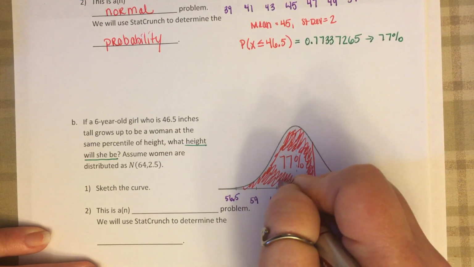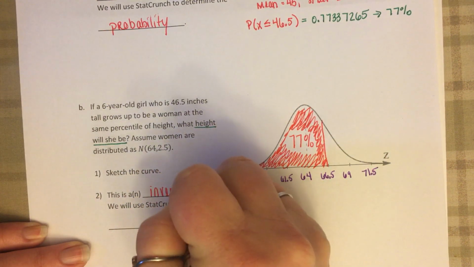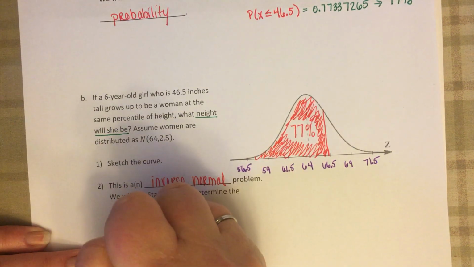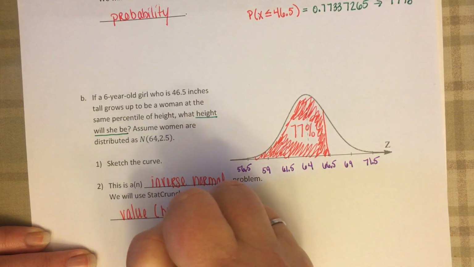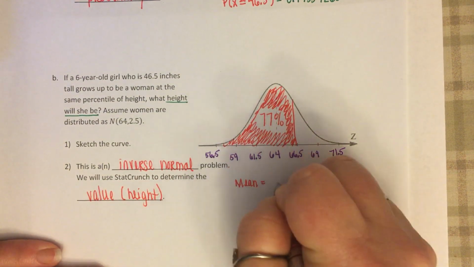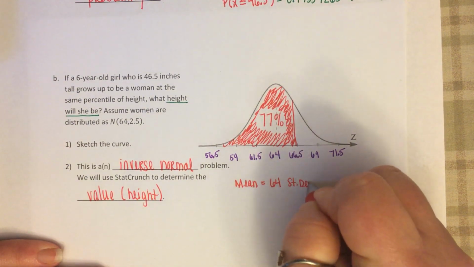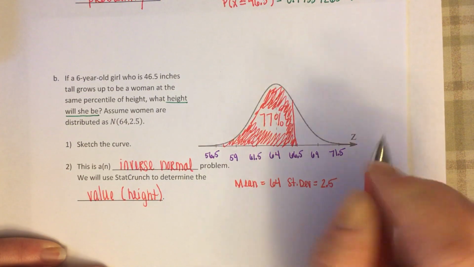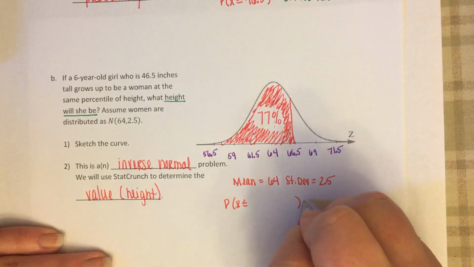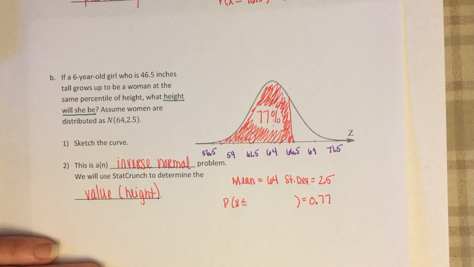Since we are starting with a percent and looking for a value, this is an inverse normal problem. Right? In this case, we are looking for a value. More specifically, in our case, we are looking for height. Right, so in StatCrunch, we're going to enter our mean, which in this case, remember we changed to 64. Our standard deviation in this case is 2.5. Right, we're going to leave this first part empty, and we're going to plug in 0.77 on that other side before we hit compute.